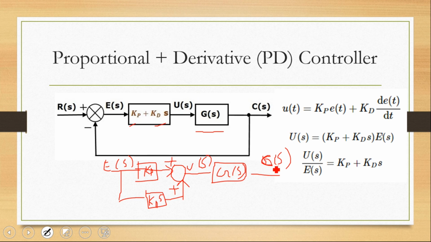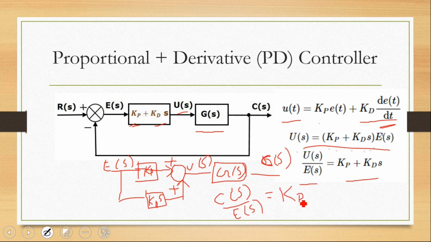Now the control signal U of T is equal to Kp into E of T plus Kd into dE of T by dt, which means its derivative. So U of S can be written as Kp plus Kd S into E of S, or U of S by E of S is Kp plus Kd into S. Now we need C of S by E of S. It is Kp plus Kd into S, into G of S.